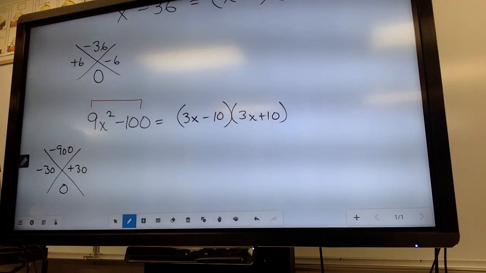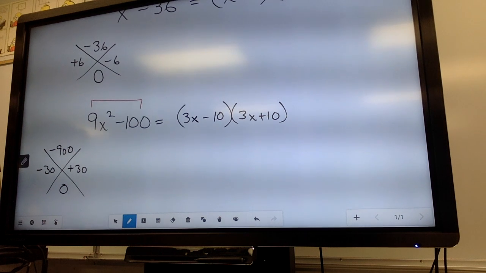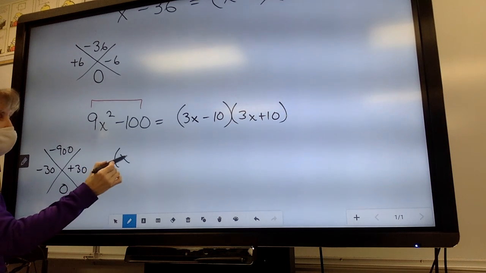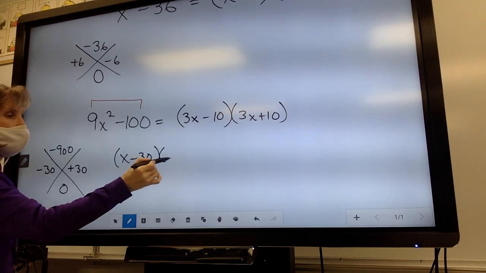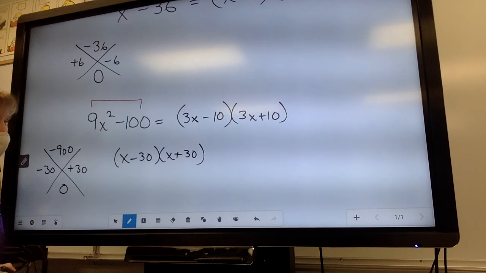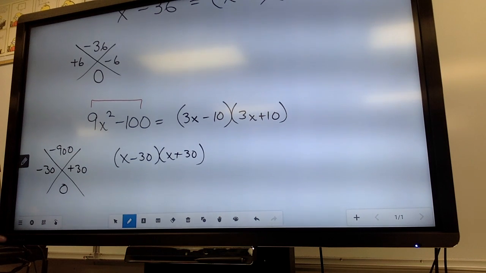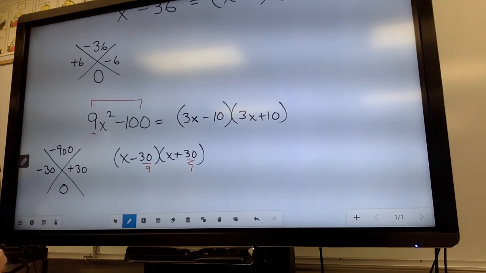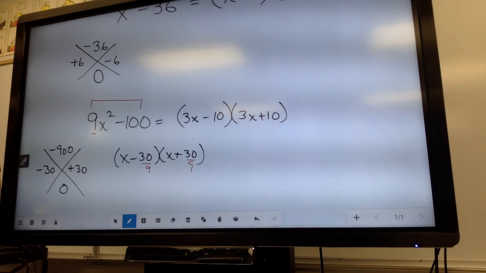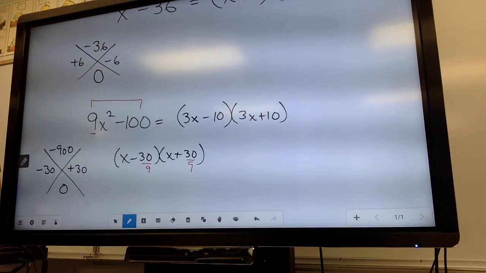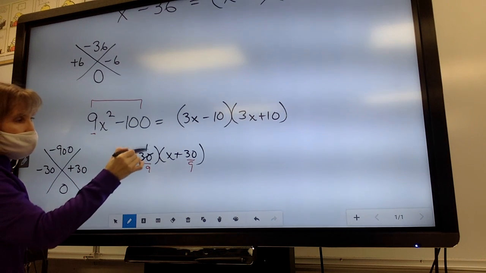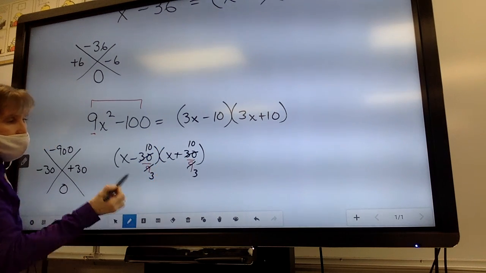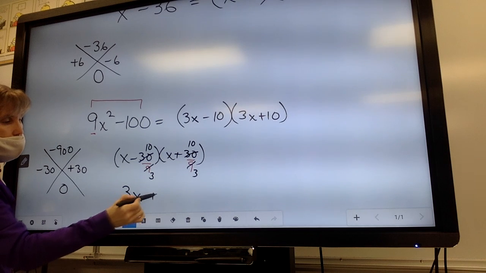Yeah, that is what I said. You said 30 and 30. Okay, so I would do x minus 30 and x plus 30. And then what do I have to divide by? I have to divide by my leading coefficient. It doesn't divide evenly, but I have to reduce the fraction, right? So it's going to reduce down to 10 over 3. So we slide the 3 and leave the 10.